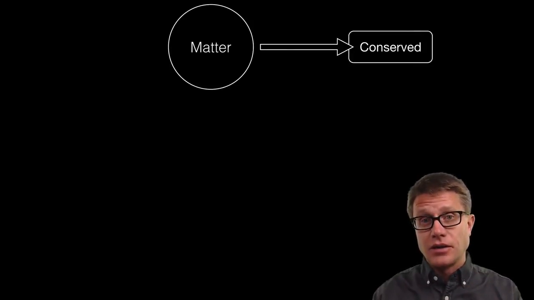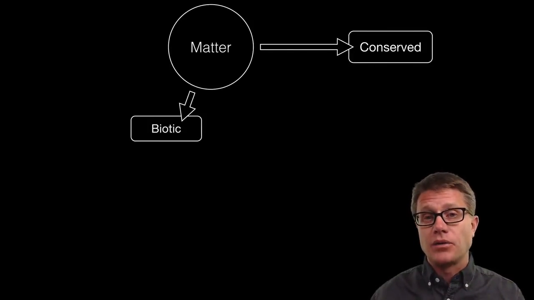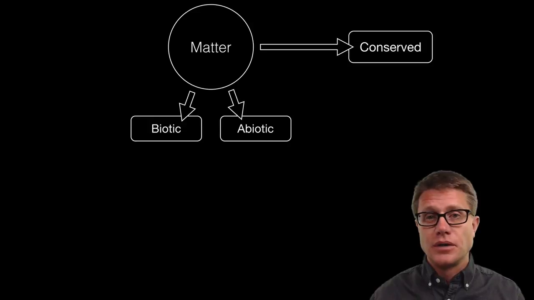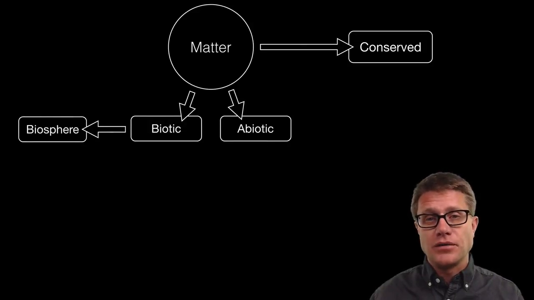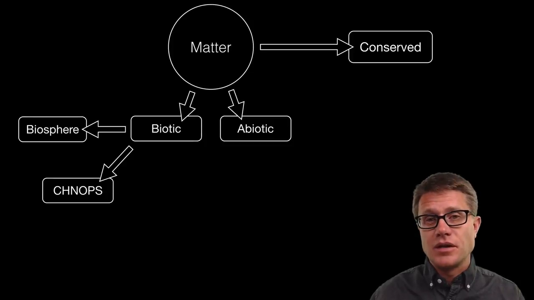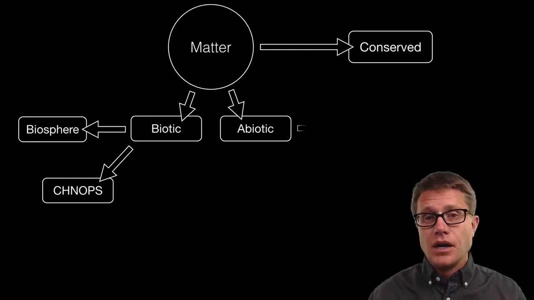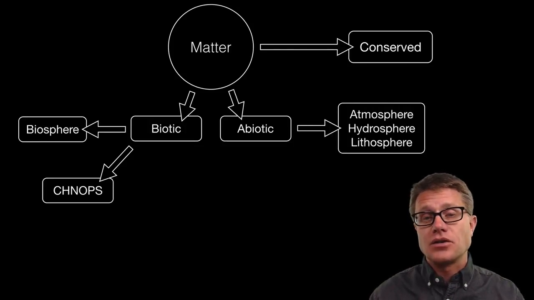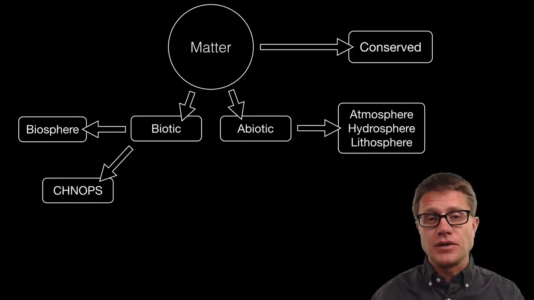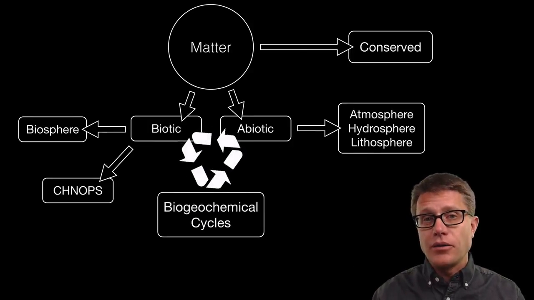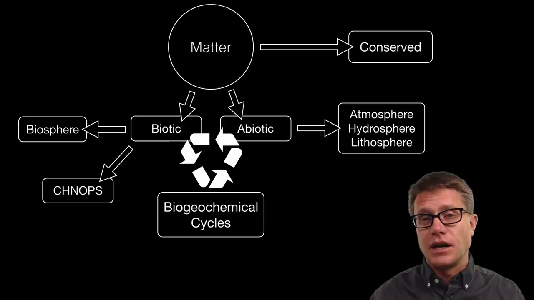We have a set amount, and it moves between the biotic or living and abiotic world. The living world is called the biosphere on our planet, and the nutrients that we need are best remembered in this mnemonic SHNOPS: carbon, hydrogen, nitrogen, oxygen, phosphorus, and sulfur. If we look at the abiotic factors, that's going to be the atmosphere, lithosphere, and hydrosphere. And so these biogeochemical cycles are how the nutrients move between the living and non-living.